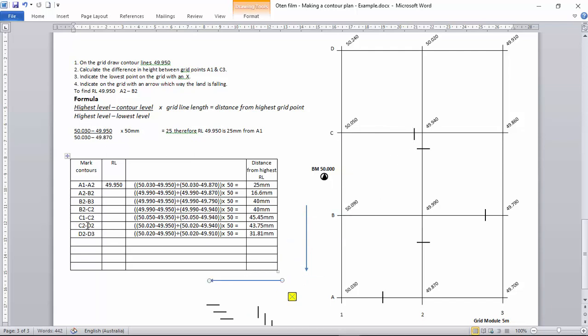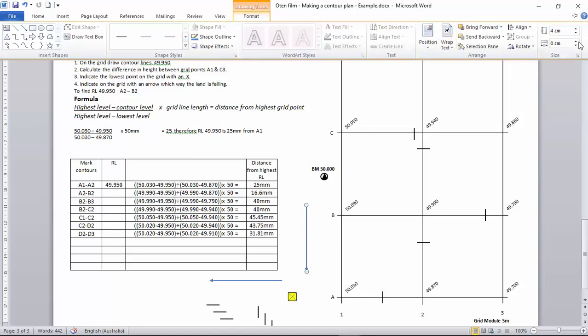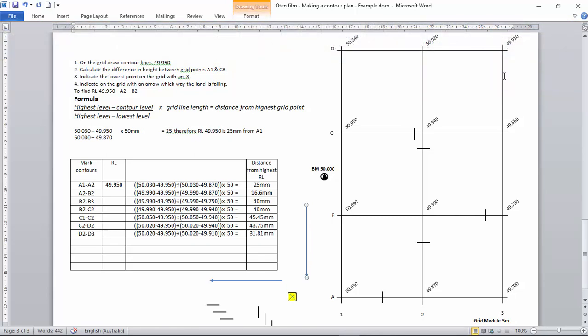Okay, then we've got C2 to D2, this way here, so it's a vertical line, it's 43.75, so I left click, I put in 4.37, enter, gives me my line, I left click, I take it up, put it off the line, grab one of these little tabs, take it up there, there we have it.